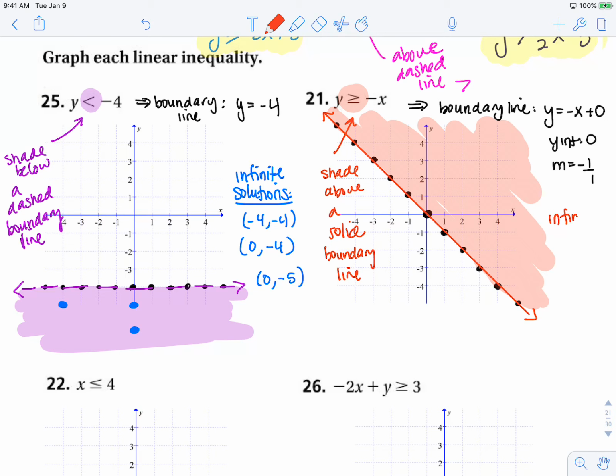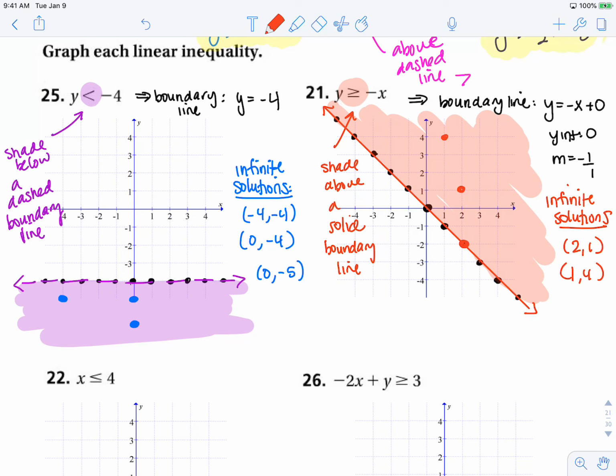So remember, there are infinite solutions. I could plot one here, and that point is 2, 1. Or I could pick a point here, 1, 4. I also could pick a point on my boundary line because that line is included in my solution set, 2, -2. But there are an infinite amount of solutions for this linear inequality.